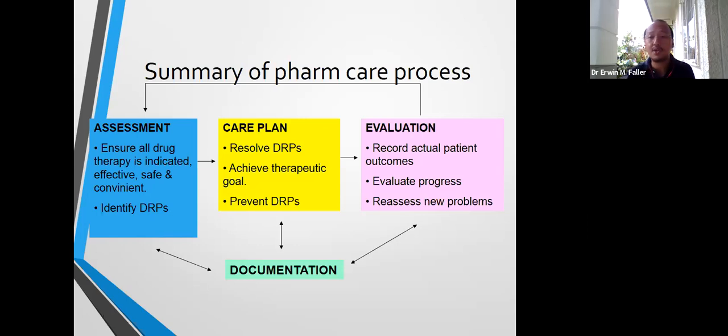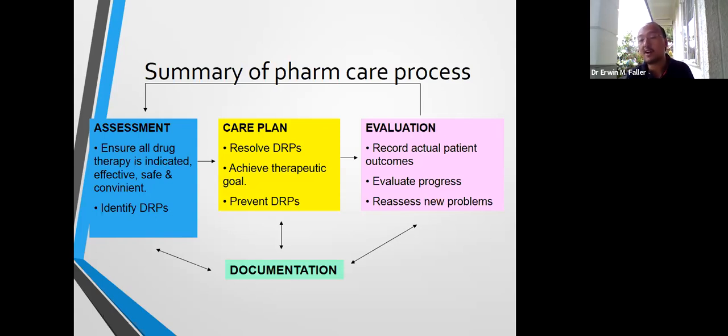At the same time, the care plan. These are the interventions that you have after a certain assessment, whether subjective or objective, and we'll be able to resolve certain drug-related problems, achieve a therapeutic goal, and prevent such drug-related problems. So within your assessment and care plan, you'll document it until you have the evaluation or the outcome of the interventions that you have.